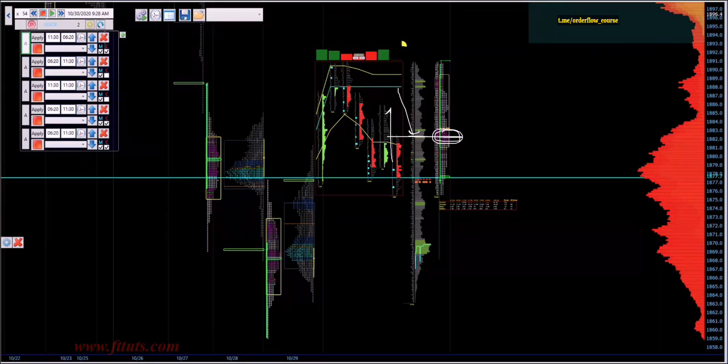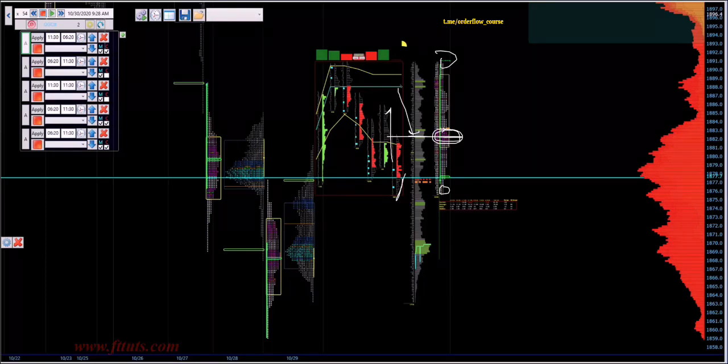And we do get IB low extension. The auction goes neutral because we have IB high extension. Now we have IB low extension and a little bit of excess here, but notice that the value hasn't moved lower.